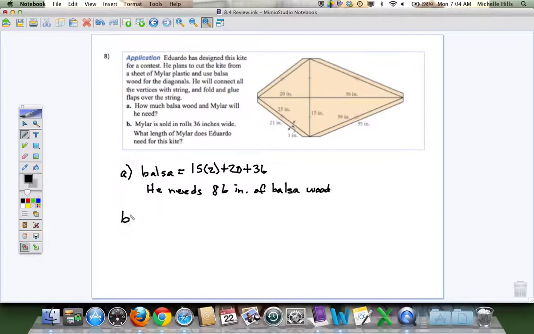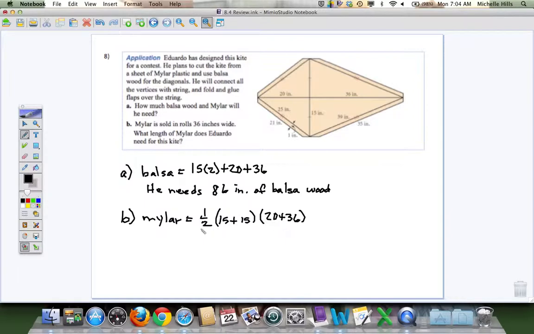Now, the mylar is actually this whole shaded part here because there's string here going from one vertex to the other, and then the mylar has to overlap the string so it can be folded over and glued underneath, which means that what you really have is this kite shape of mylar. So for the mylar, the kite shape is 1/2 times the first diagonal, which is 15 plus 15, times the second diagonal, which is 20 plus 36.